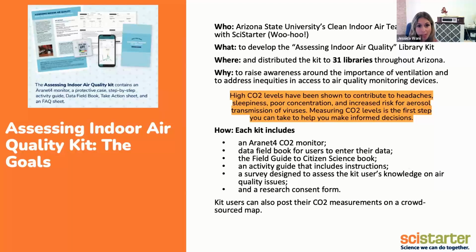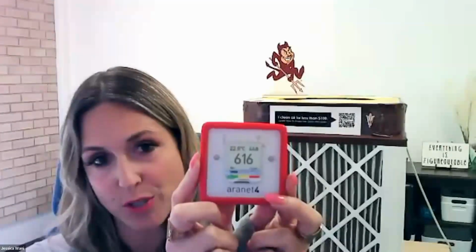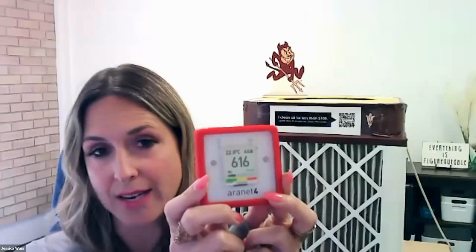The kit that has been distributed across Arizona in these libraries includes quite a few things. We've got a little photo of it here, and I'm going to try to show you, because I've got a kit here myself where I can show you some of the different components. There we go. Hopefully everybody can see this. This is the AirNet, and this is the CO2 monitor. What's really neat about this little device is that it tells you your CO2 concentration level. Right here it says 606 ppm, and we're going to get into what that means and put it into context.